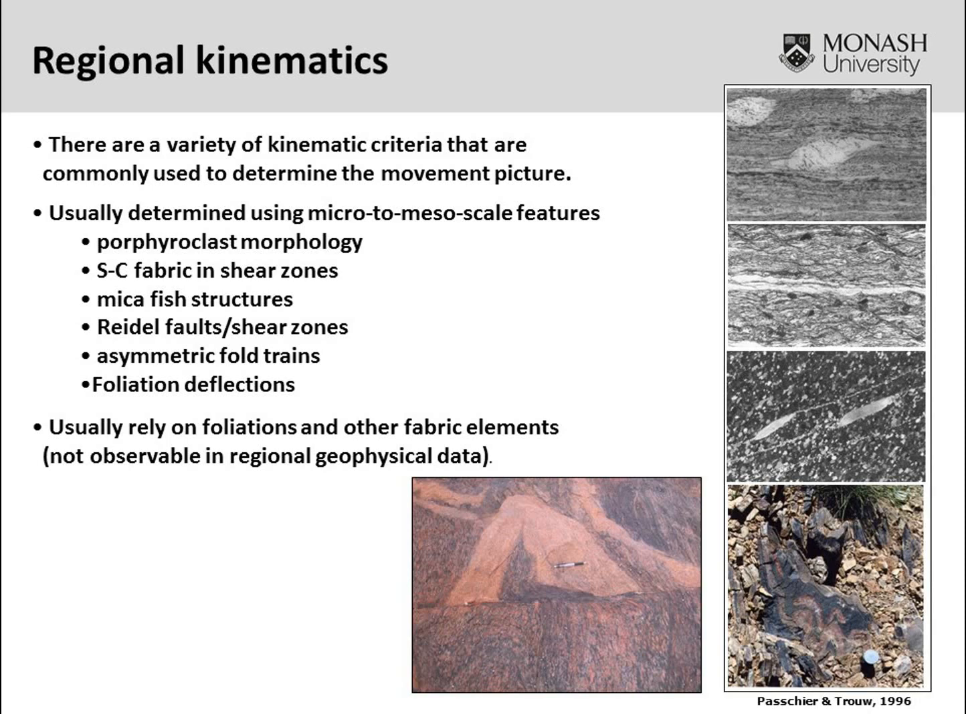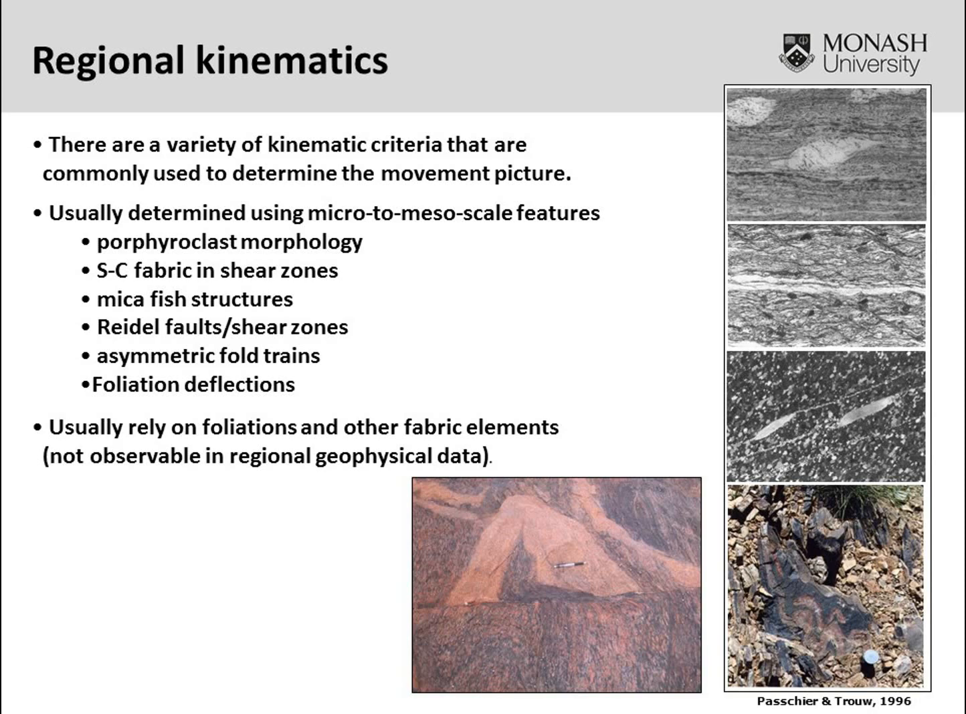Here they are, that's a microfish, there's an SC fabric there. Look for asymmetrical fold trains, which we sometimes call flow perturbation folds, and deflections in foliations. So for example, here you've got a shear zone, and this foliation has been deflected around like that, and I can tell how this block is going that way, and this block here is going that way. So we can do that.